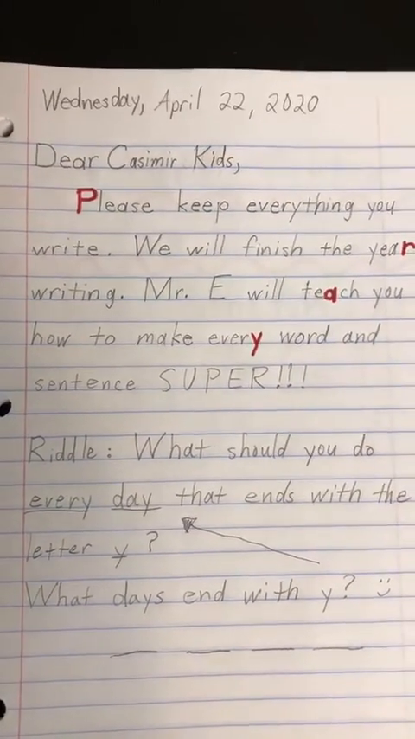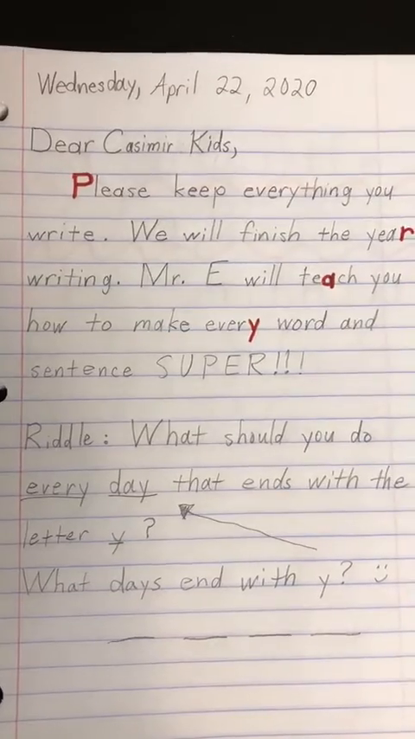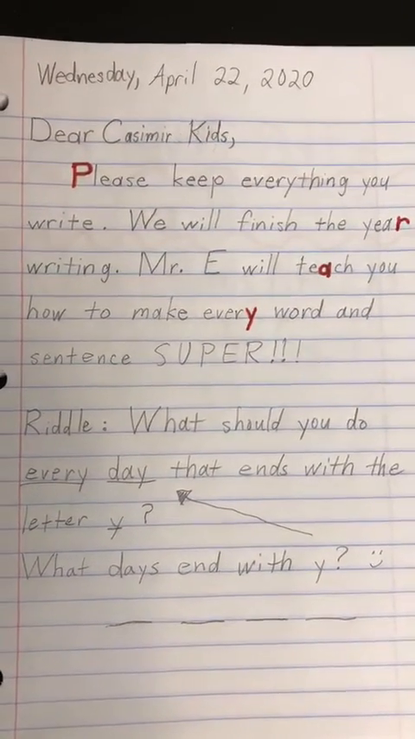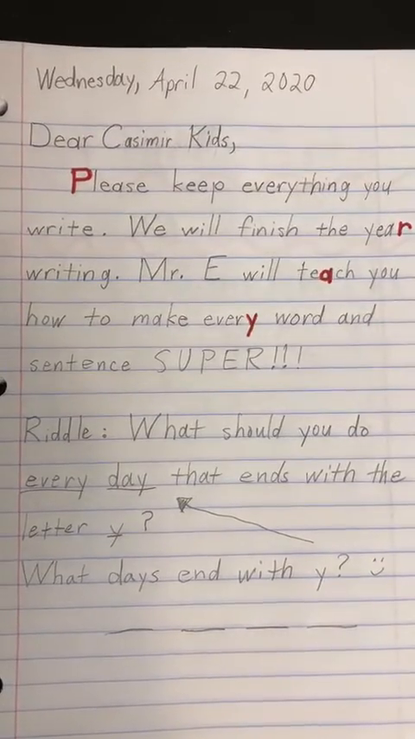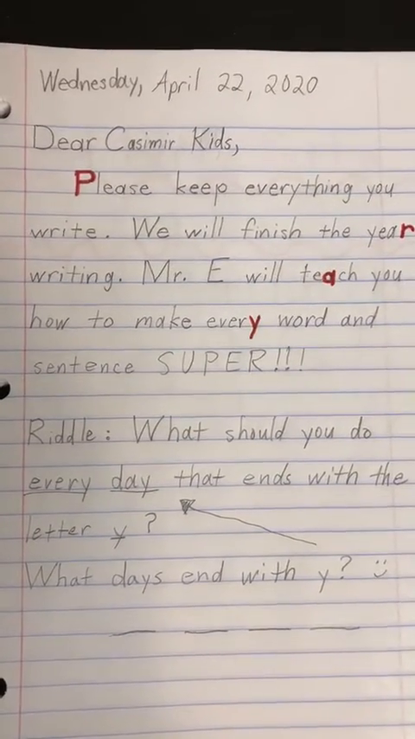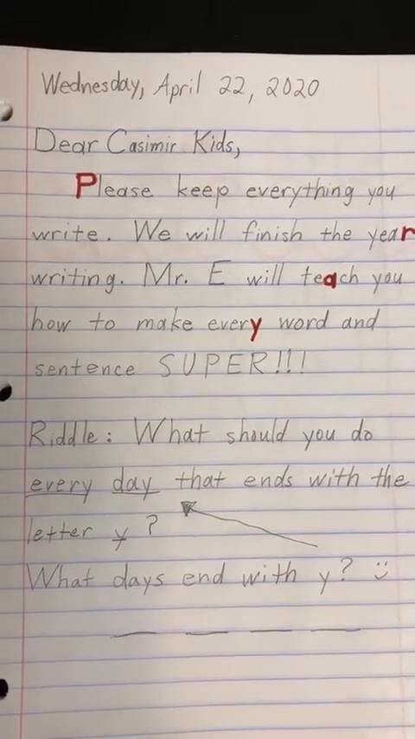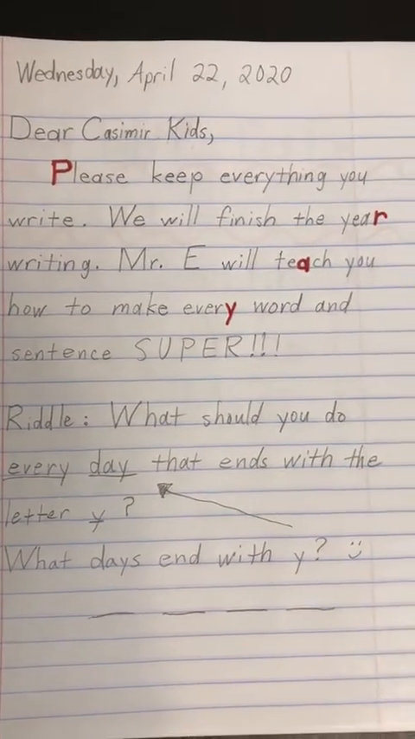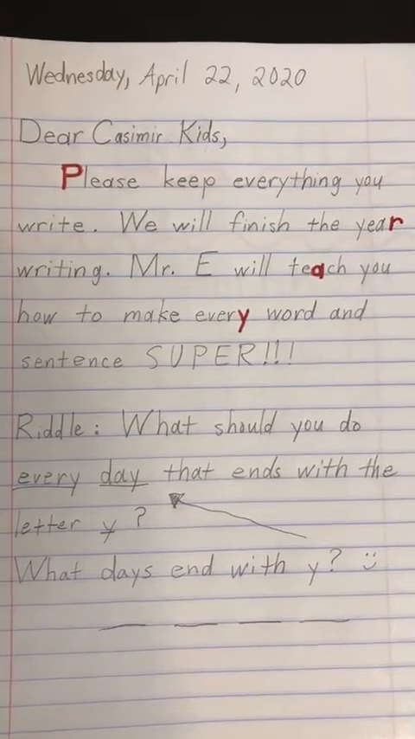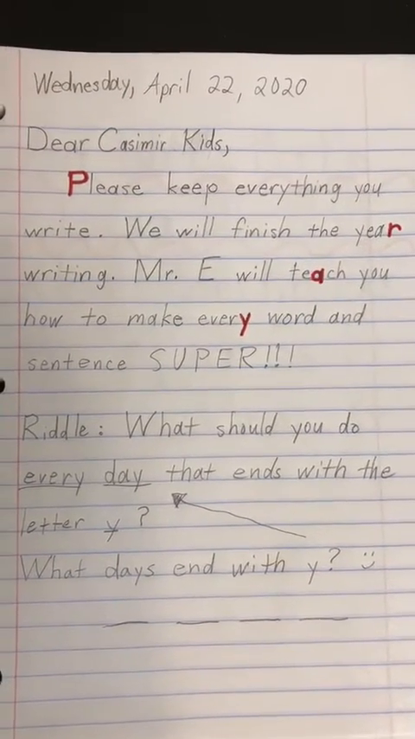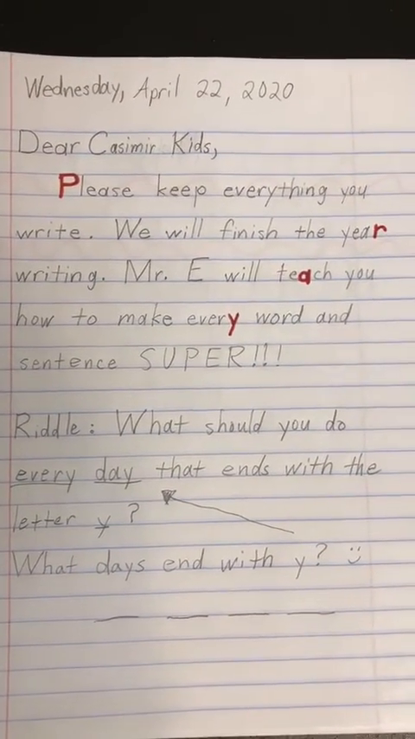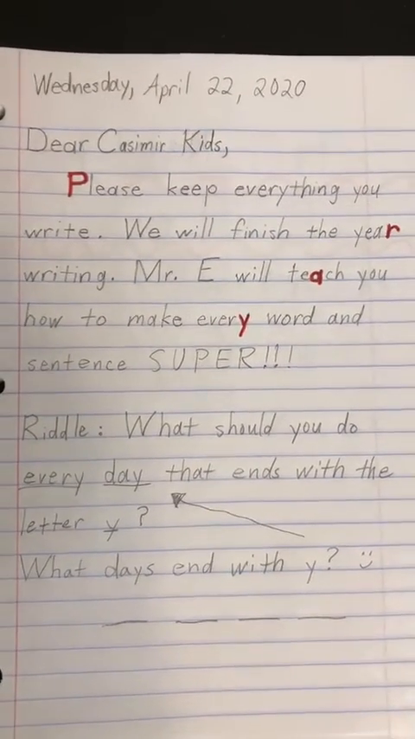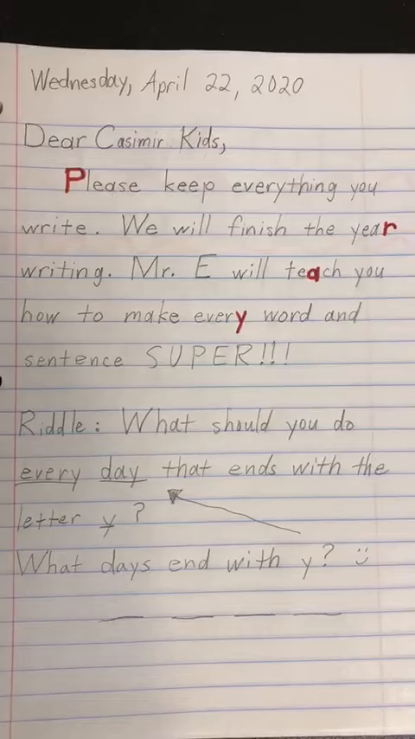I'm going to start with what you can use as an idea for your story. This is my riddle letter, modeled after Edabetta's letter. Dear Casimir kids, please keep everything you write. We will finish the year writing. Mr. E will teach you how to make every word and sentence super.